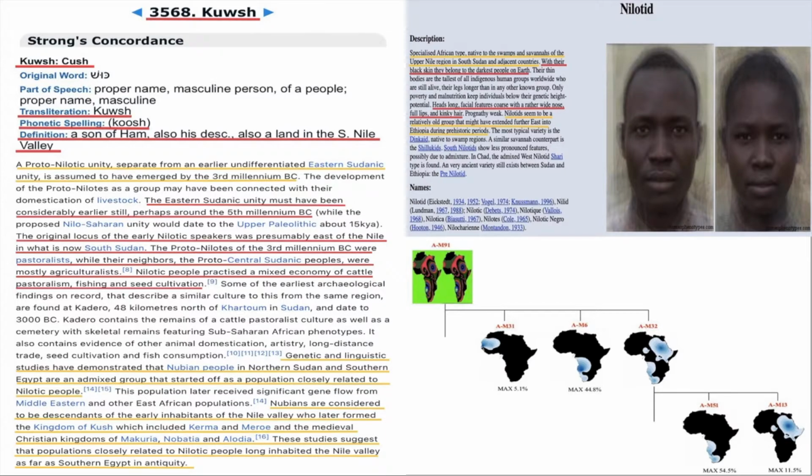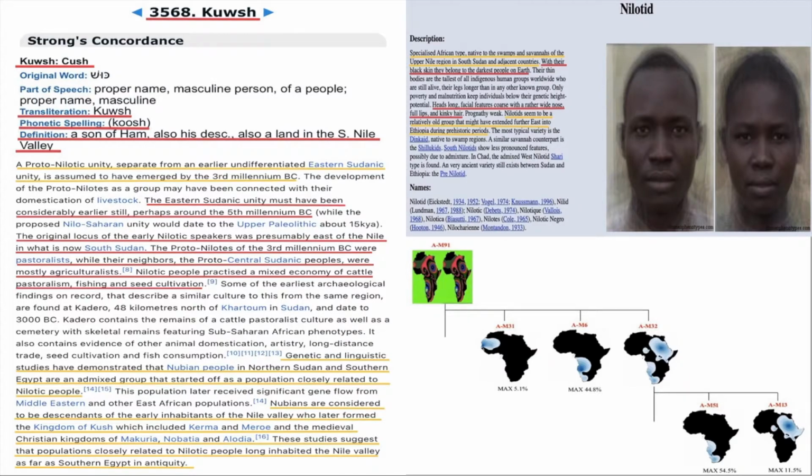Nilotic people practiced a mixed economy of cattle pastoralism, fishing, and seed cultivation. Genetic and linguistic studies have demonstrated that Nubian people in southern Sudan and southern Egypt are an admixed group that started off as a population closely related to Nilotic people.